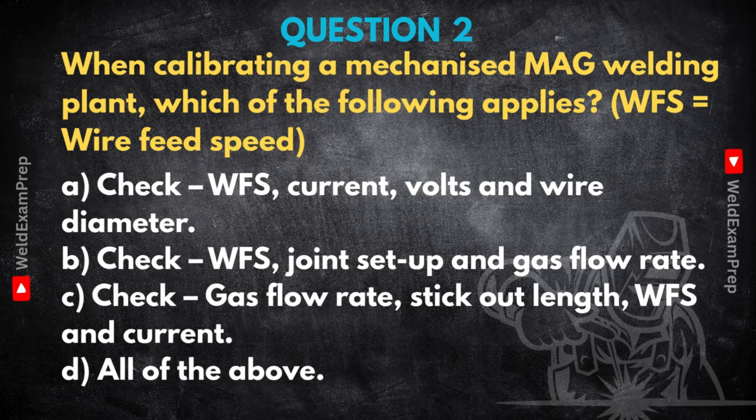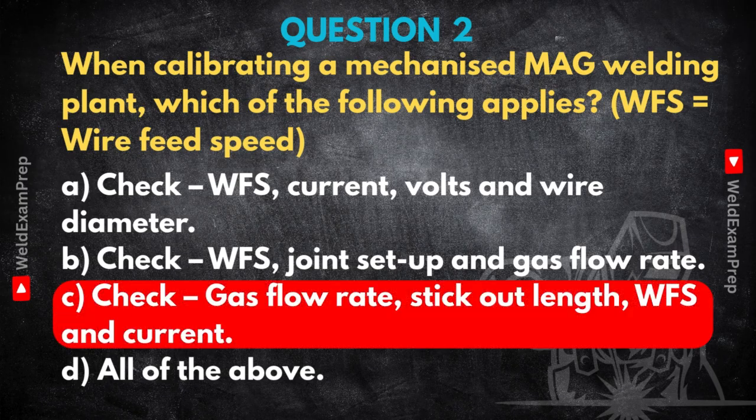Okay, for this one, the correct answer is C. Gas flow rate, stick out length, wire feed speed, and current. Right. When we talk about calibrating the plant, we mean making sure the machine is delivering exactly what the settings say it should be delivering. We're verifying the outputs. Can you break down why those specific four in option C are the ones we calibrate?